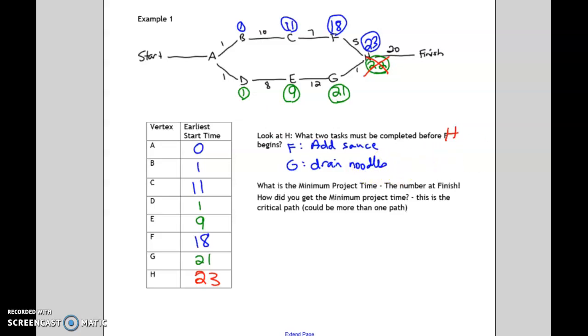Okay, what is the minimum project time? This is going to be the number at the finish. We actually have one more step here. We said before we can eat, it's going to take 23 minutes to prepare our meal. But now we're going to sit down and eat, and that takes 20 minutes. So the end of my project time, end of supper, will be 43 minutes. So the minimum project time is 43 minutes.